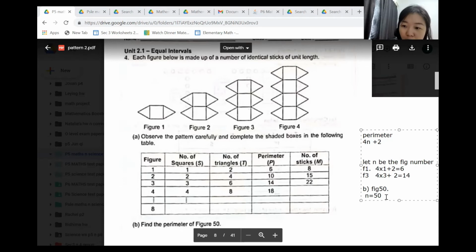So what we have here is 50 for the figure number, and then we know that we are going to take 4 times 50, and then we're going to plus 2. So meaning my n term in this case will lead me to my answer for b, even though it's figure 50. I do not need to list all the way until figure 50. So I have 202. So that's my answer for it.